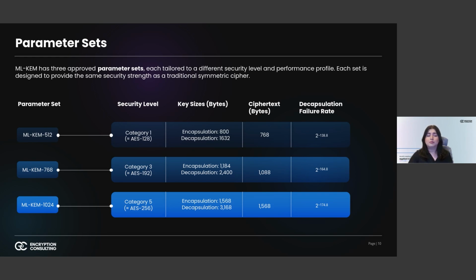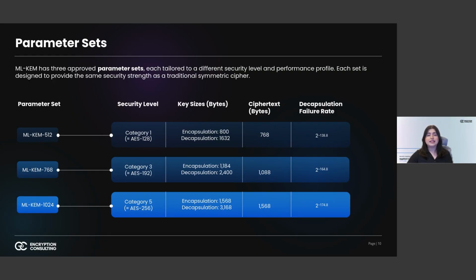One final important detail to note is the decapsulation failure rate. Because ML-KEM uses math involving some noise, there's a theoretical chance the recipient won't correctly retrieve the secret key. But I want to emphasize that the risk is negligible. Even at the lowest 512 level, the chance of failure is so small that it's essentially zero in any real world scenario. The higher tiers simply reduce this already non existent risk even further.